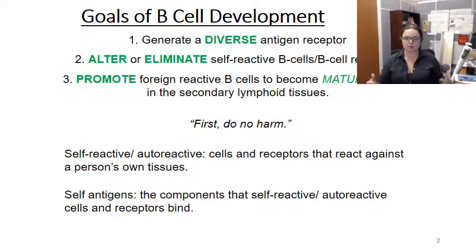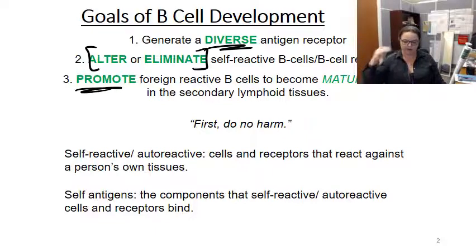Remember, when we were creating these antigen receptors, our first goal was to generate a diverse antigen receptor. Then we needed to alter or eliminate any self-reactive B cells or B cell receptors, and that's what we're going to do now. And then at the end, I'm going to talk a little bit about promoting that foreign reactive B cell.